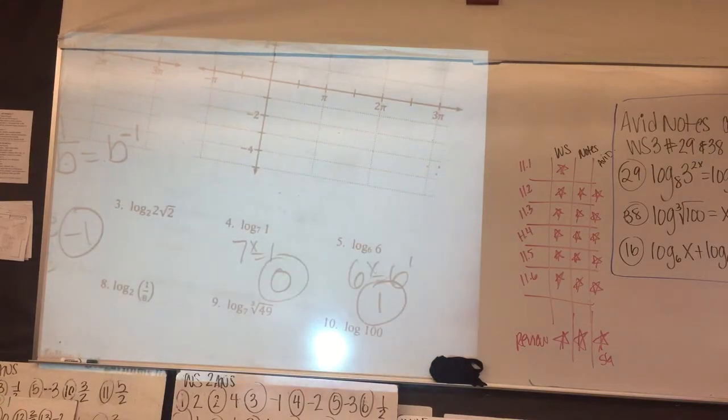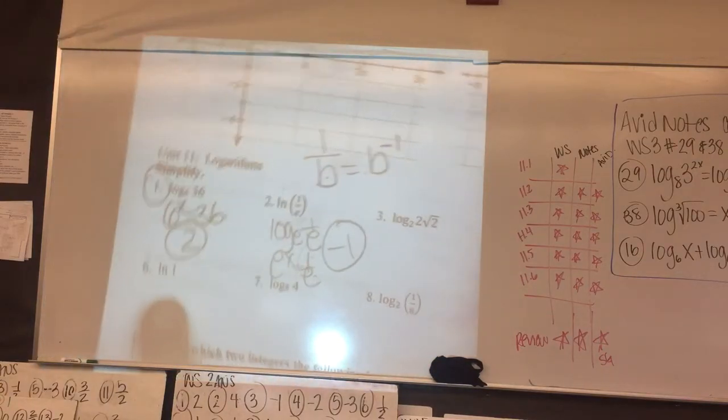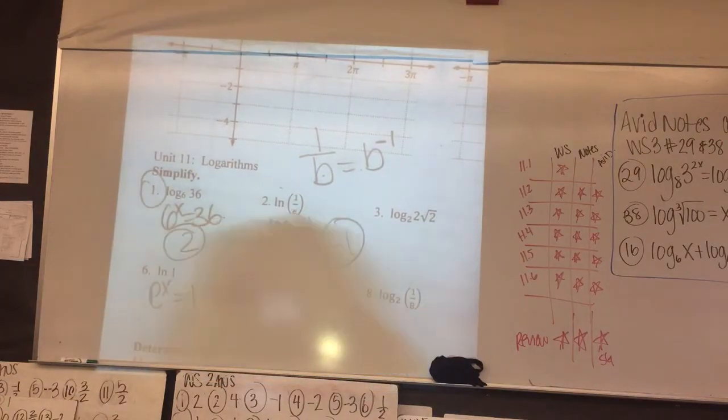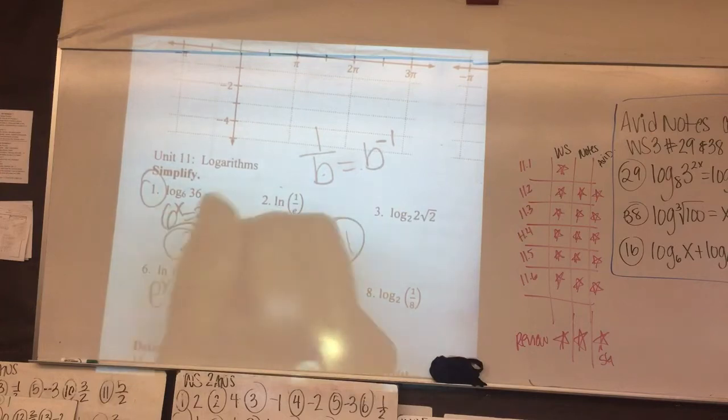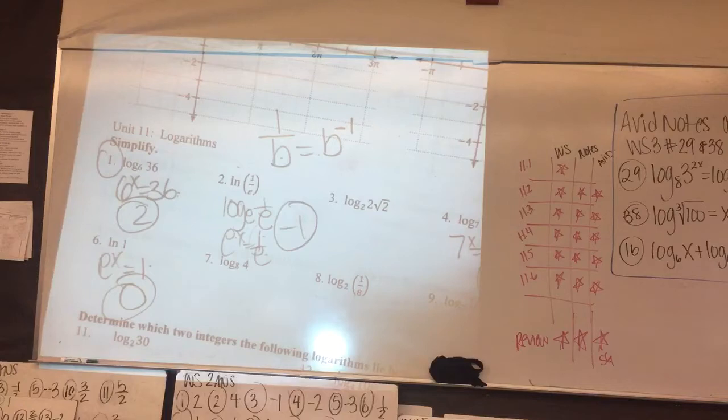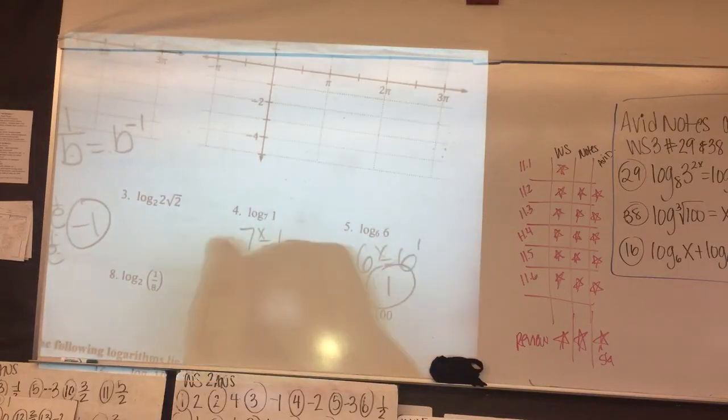Okay. Number 6. This means log base e. So this is saying e to what power is 1? Well, e to the 0 power is 1. So 0. Let's see, number 9. Ooh, tricky. This is saying 7 to what power is the cube root of 49?